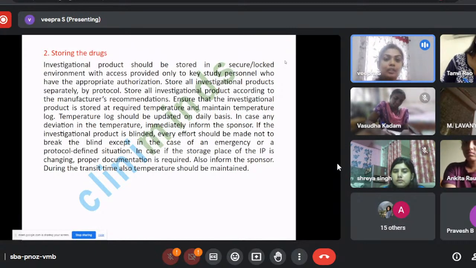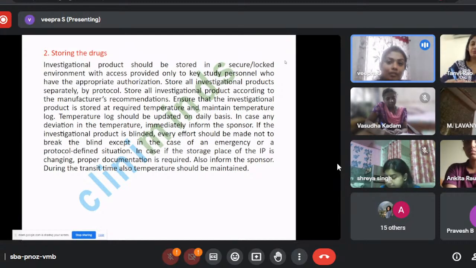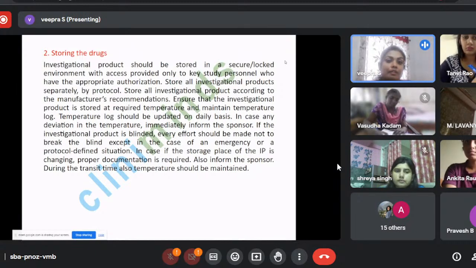As per the protocol, it will be given at what condition or temperature we have to store this medicine. So it is the responsibility of the site to keep the IP at the temperature given in the protocol. When you receive the IP, on that day itself, we have to store the IP in the place where the storage is given.